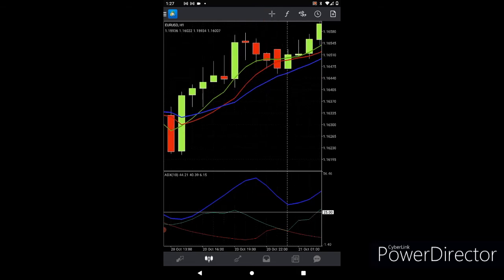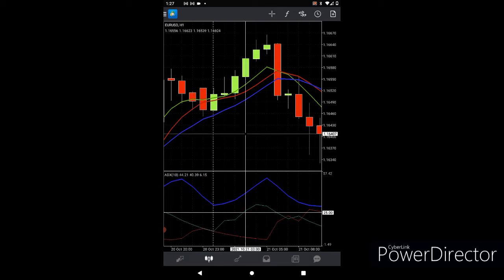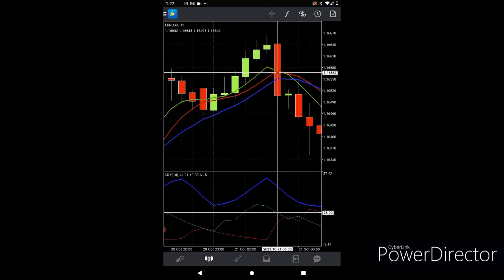You keep it open as a buy. Look, it went up, stopped out about right here, okay? Then you would have taken profit, okay? So when it flips over, you take profit.